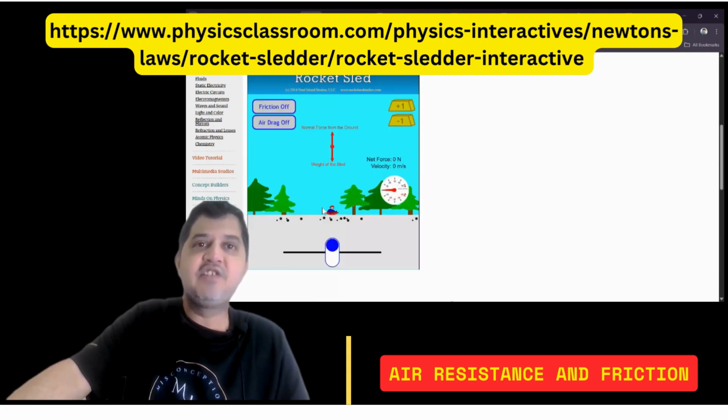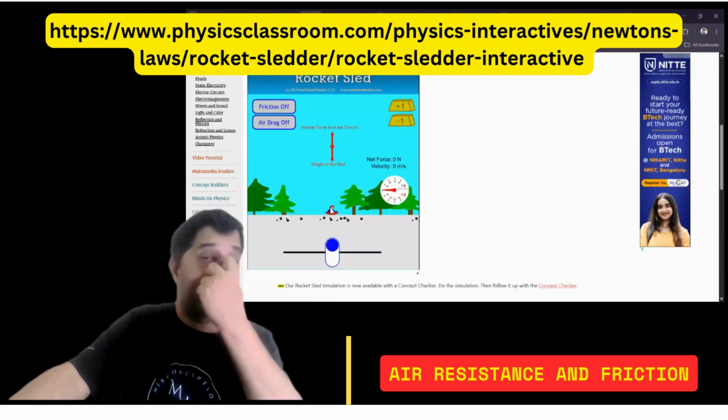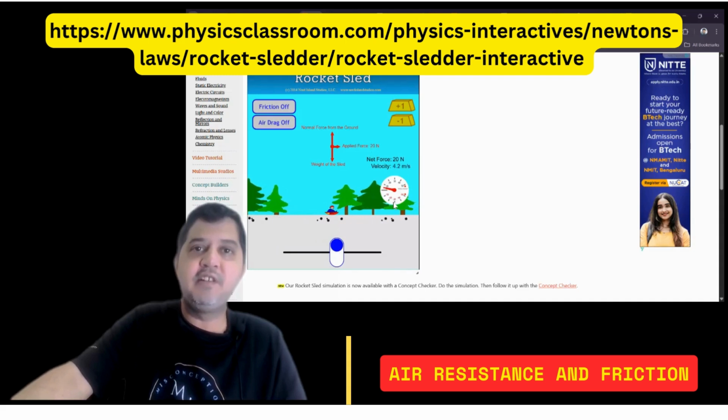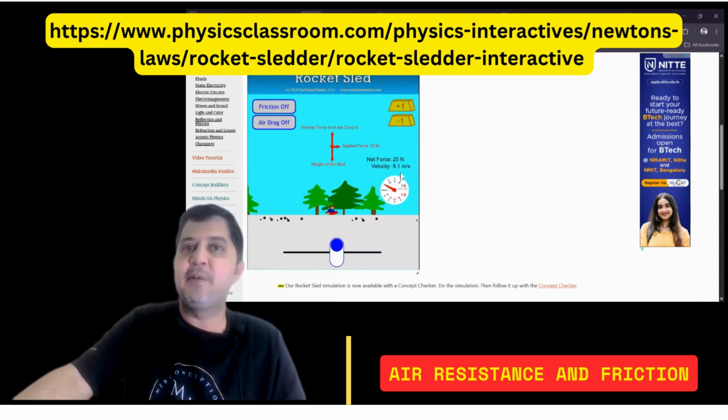Now initially the person on the sledge is at rest. The friction is off. Air resistance is also off. He has some weight and the normal force is equal to so much. Now if I give a small push over here, 20 Newton, what do you see? I am applying the same constant force throughout, and the velocity seems to be increasing. The speeding up is seen here.